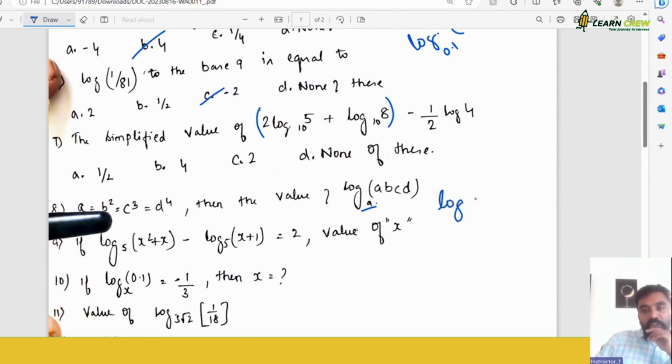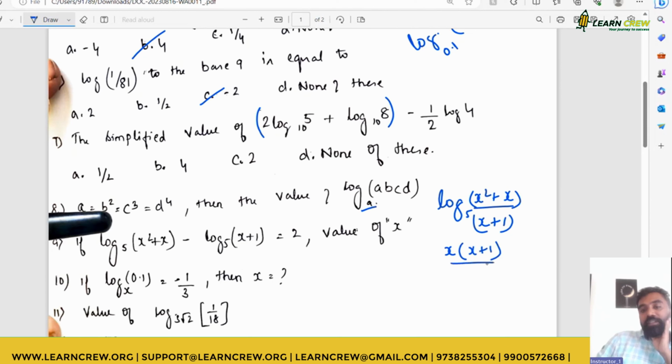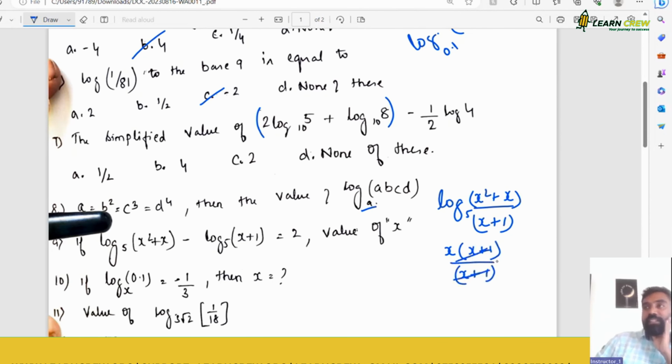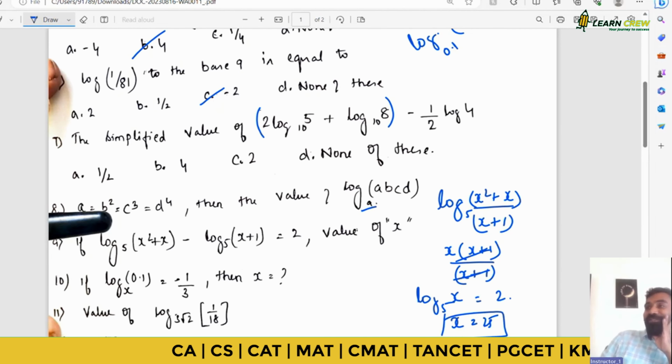Numerator and denominator, check out what is happening. It can be written as log of x square plus x divided by x plus 1, all to the base 5. So in x square plus x, x can be taken out: x into x plus 1 divided by x plus 1. X plus 1 gets cancelled. So it becomes log of x base 5 equal to 2, or 5 square equal to x. X is equal to 25. That's all. Only 10 seconds I'll give you for this problem.